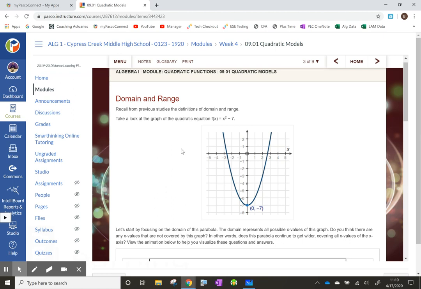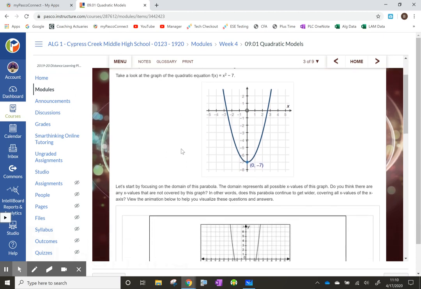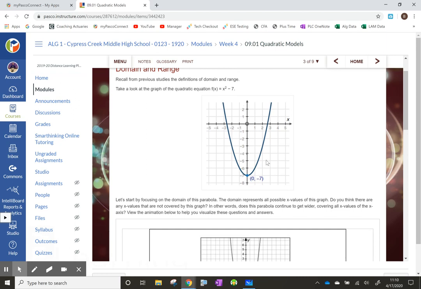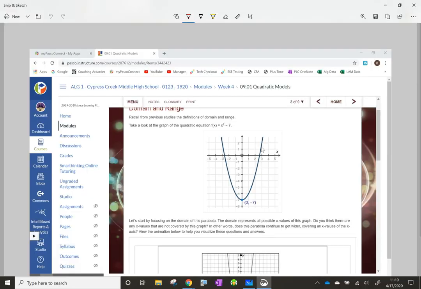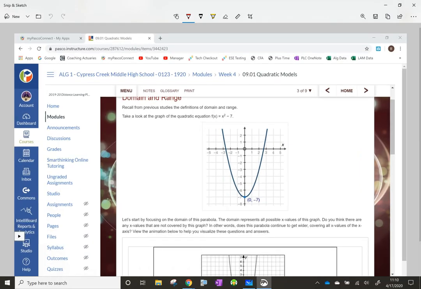So we've talked about domain and range before. Domain is the span that the graph moves left to right, or how far left, how far right it would go. And the range is the y-axis, which represents how far up or down it would go. So let me use the graph here to kind of demonstrate that. So let me snip this, and let's zoom in on it.